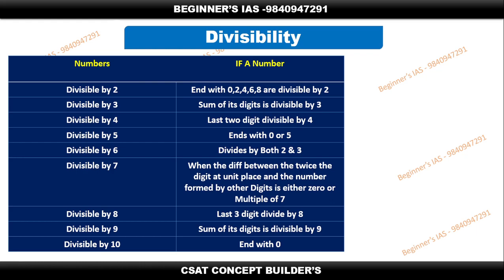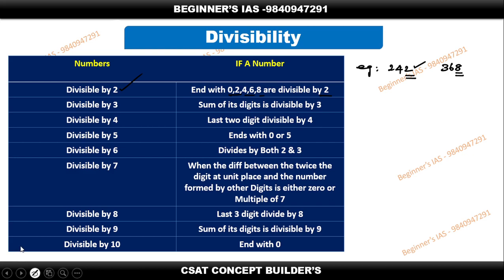What do you mean by divisibility by 2? A number ending with 0, 2, 4, 6 or 8 is surely divisible by 2. For example, a number ending with 2, like 240 or 312, is surely divisible by 2 without solving. Suppose 386. This 8 is an even number, also ending with 8. Therefore it is surely divisible by 2.